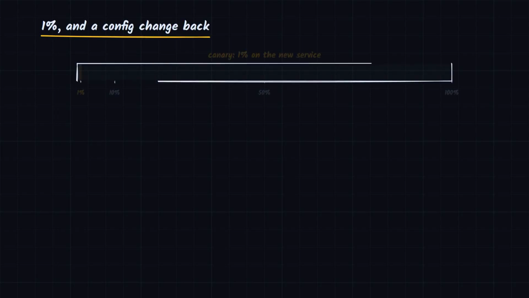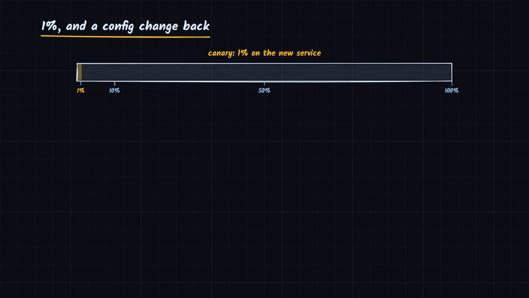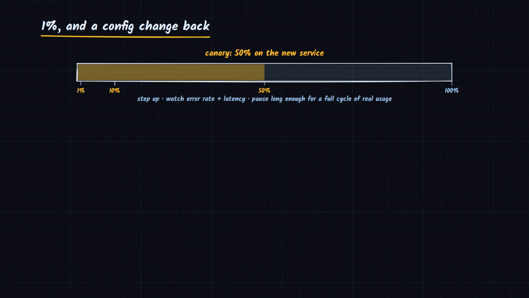Only now do you serve the new answer, and you do it to 1%, then 10, 50, 100, watching error rates and latency at each step, and pausing at each step for long enough to see a full cycle of real usage, because a problem that only appears during the overnight batch will not show up in the 20 minutes you spent staring at a graph.